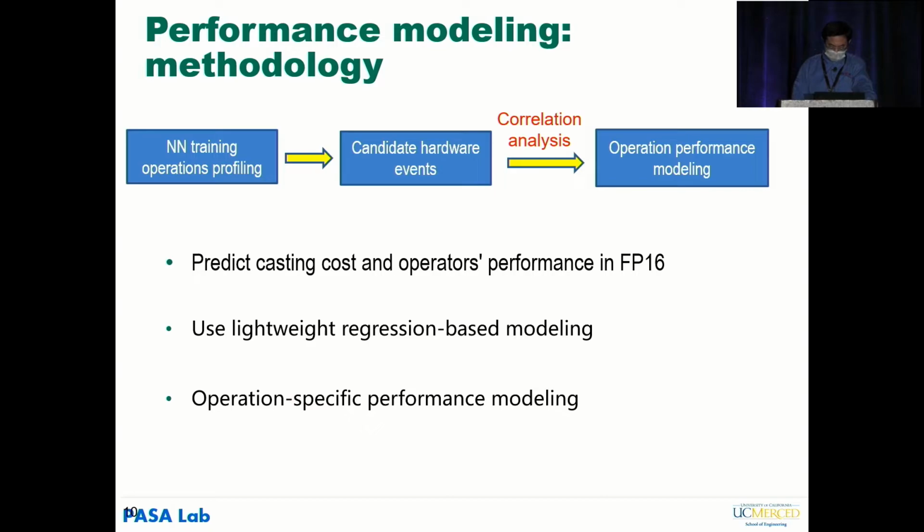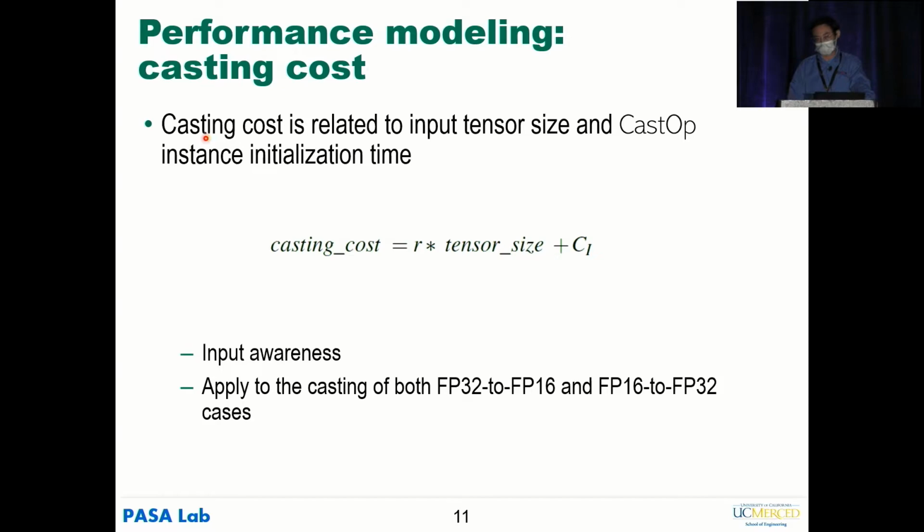First, we'll see predicting the casting cost. Think about this performance prediction for casting cost. As we just mentioned, the casting cost has to be related to the input data size, right? Or in other words, the tensor size. So this is our performance model to predict casting cost. It's related to tensor size, and then we have a consideration of the casting operator initialization time, which is constant, and also we have the coefficient R. And we use linear regression to get this coefficient. As you can see, this model is input aware and can be generally applied to the casting of both high precision to low precision and low precision to high precision.